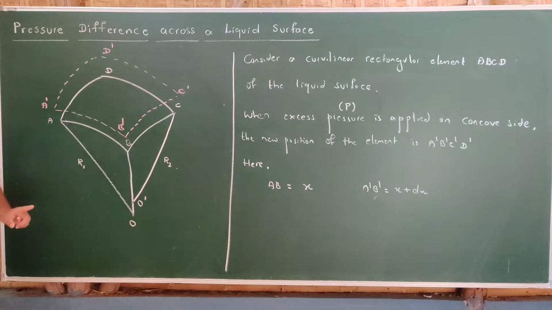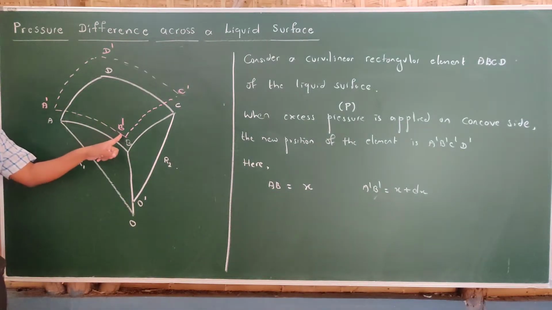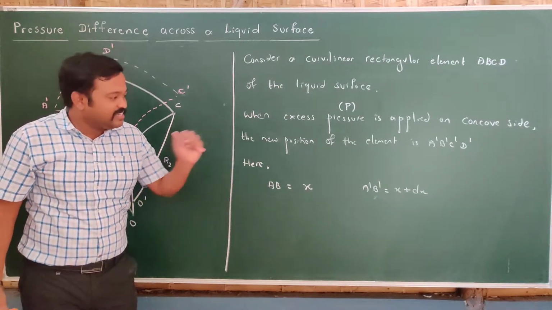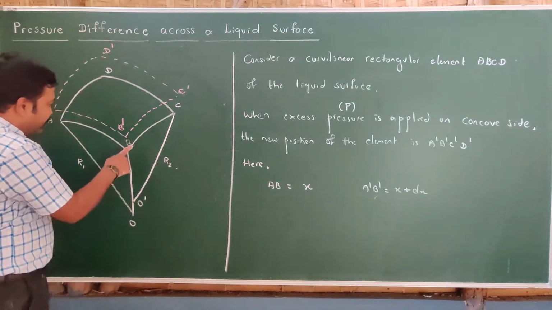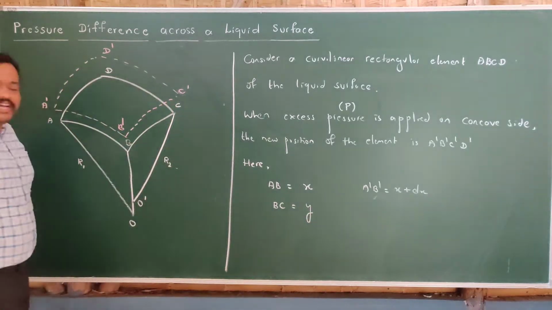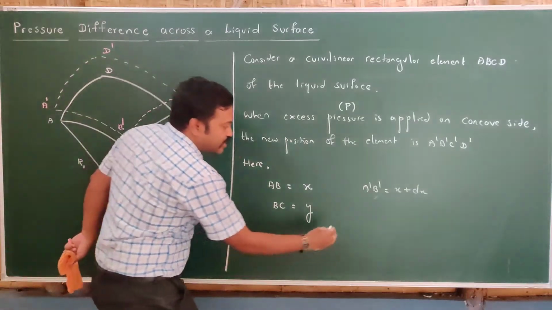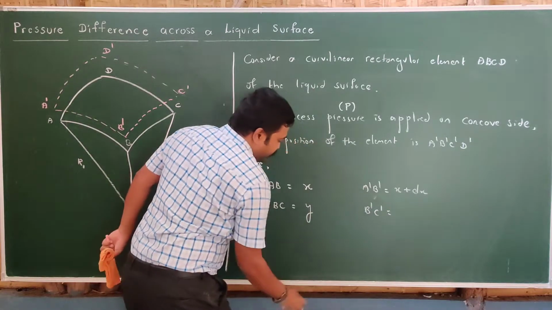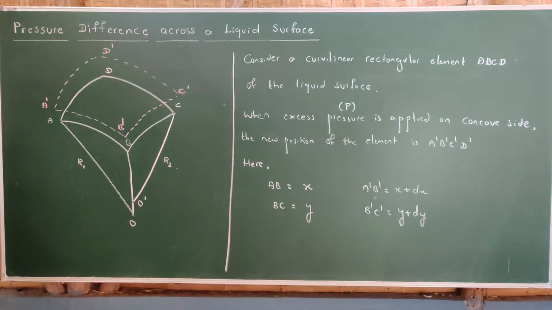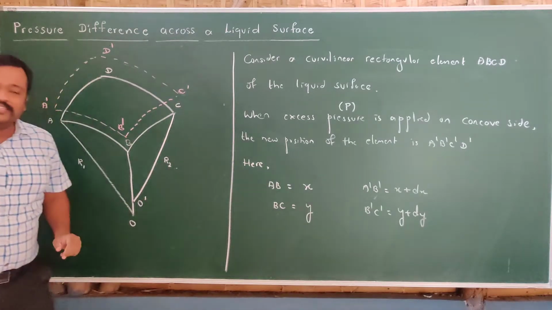So if I am taking the length of AB as X, what is the length of A dash B dash? The length of A dash B dash is X plus a small increase, that is dx. Now let me consider BC. If BC is Y, what is B dash C dash? That is Y plus a little increase, dy. So B dash C dash is Y plus dy.